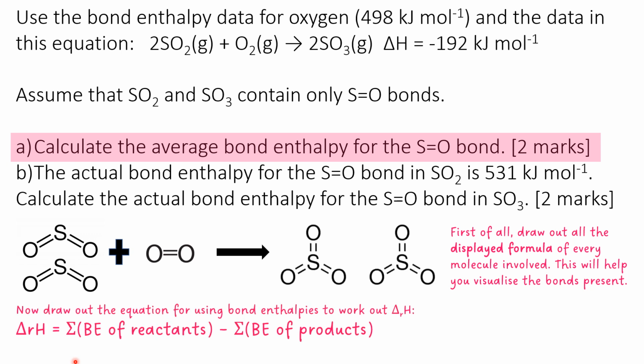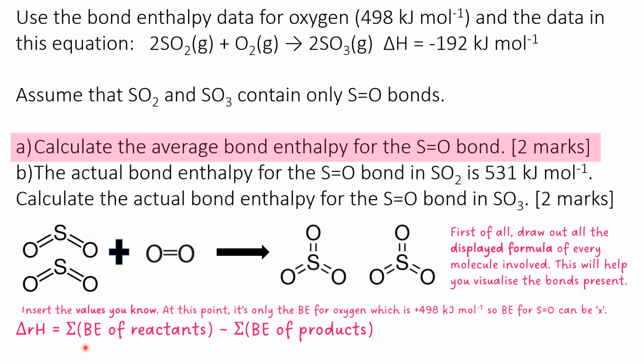So using the equation that we normally use to work out delta RH using bond enthalpy data, we can put in delta RH as minus 192. We can incorporate 498 kilojoules per mole into the bond enthalpy of reactants, and then we can assign X, our unknown, as the S double bond O, because it turns up virtually everywhere else. So you can see there's 4 of them on the left hand side, and 1, 2, 3, 4, 5, 6 on the right hand side in the products. So that allows us to write this expression out.